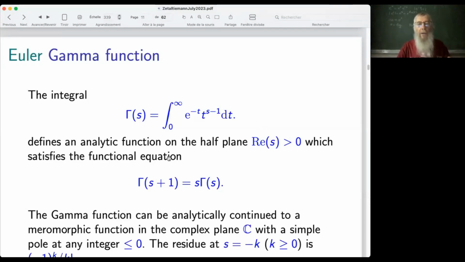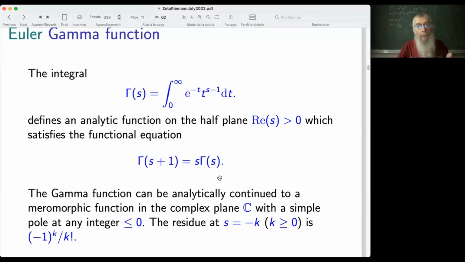I will explain that this definition implies that gamma of s satisfies a functional equation, which is gamma of s plus 1 equals s gamma of s. And thanks to this functional equation, this very simple relation, we can continue analytically this function to a meromorphic function in the complex plane C, with a simple pole at any integer which is less than or equal to 0. There is no pole for the real part positive, but the poles are only at the integers which are less than or equal to 0.